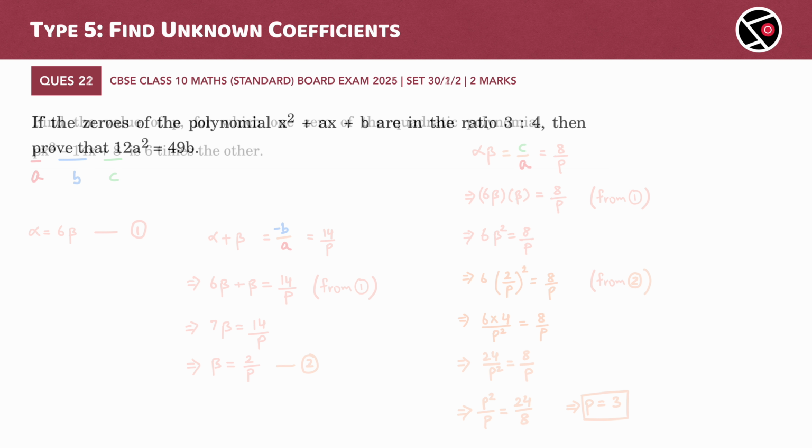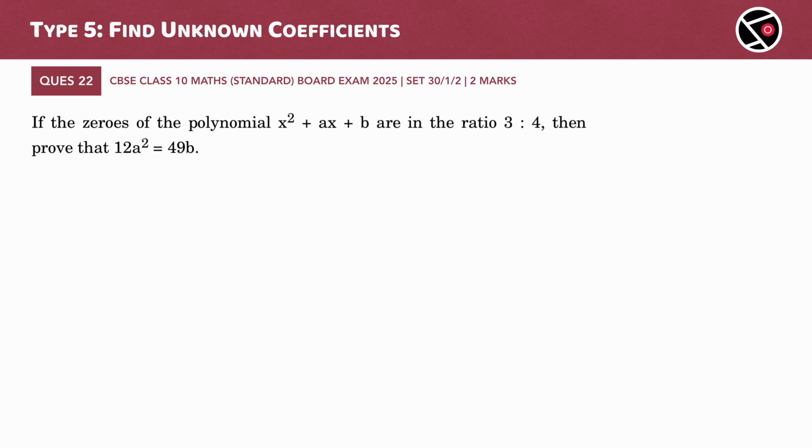Here is our next question. This is slightly different, but don't worry, it's not that difficult. Pause the video and give it a try. Alright, zeros are in the ratio 3 over 4. So let the zeros be alpha equals 3k and beta equals 4k, where k is the constant. Notice that when we take the ratio of alpha to beta, k cancels out. We end up with 3 to 4, exactly as given in the question.